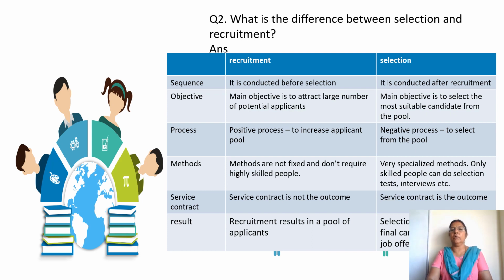So the result of recruitment is a pool of candidates. The result of selection is you end up with the most suitable candidates who can be placed in jobs. So this is the question which answers the difference between selection and recruitment.